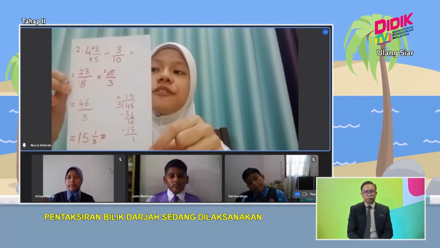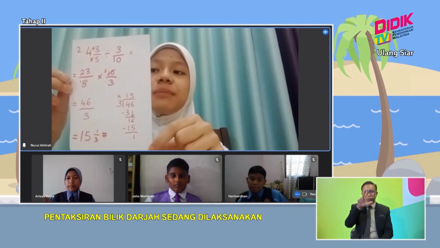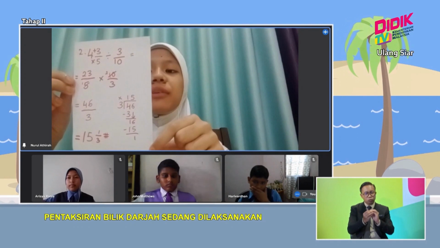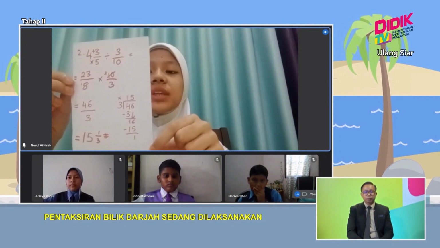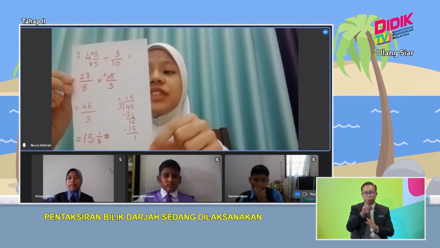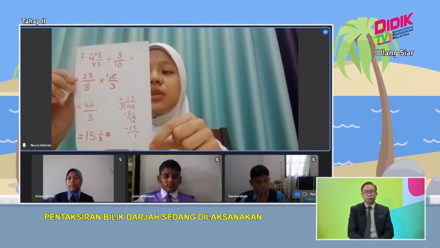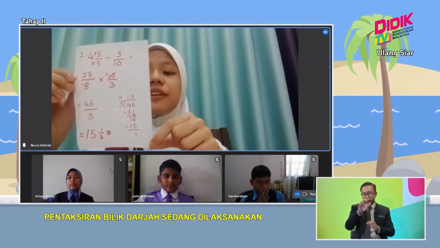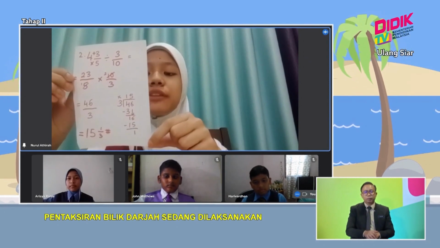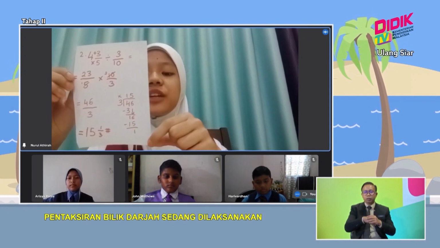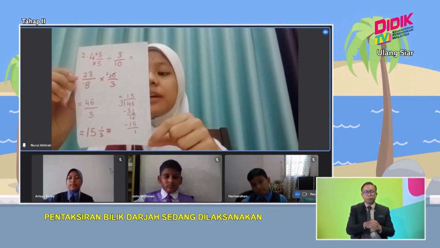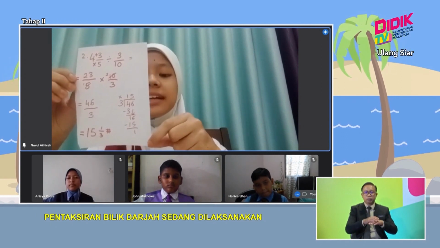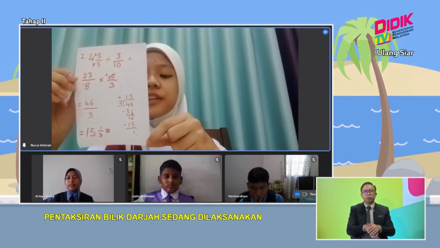Then it is 4 3/5 divided by 3/10. We need to change the mixed number to an improper fraction, so it becomes 23 over 5. After that, division to multiplication and inverse the 3 over 10 to 10 over 3. Here we can simplify it, 5 divided by 5 equals 1 and 10 divided by 5 is 2. Multiply up and up, down and down. So we get 46 over 3.